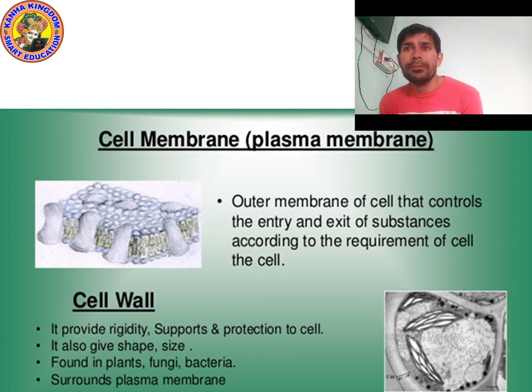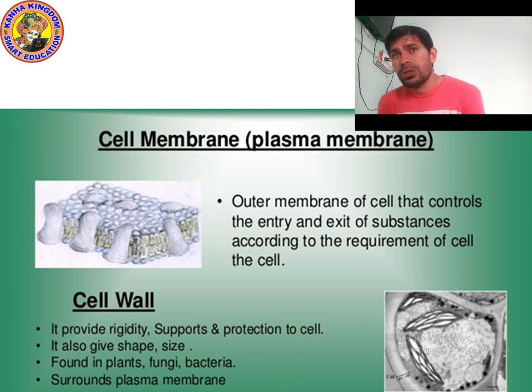But cell wall is found only in plants. Cell wall is not present in animals. Yes, this is the first difference between animal cell and plant cell. Cell wall is present in plants, but cell wall is absent in animals.